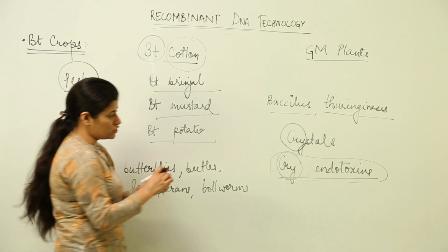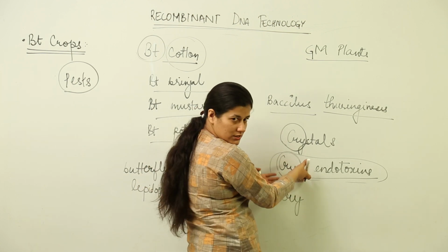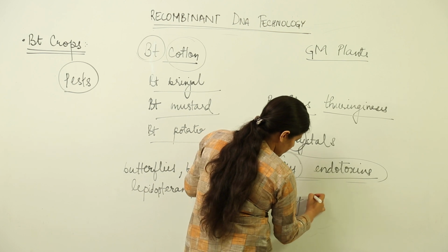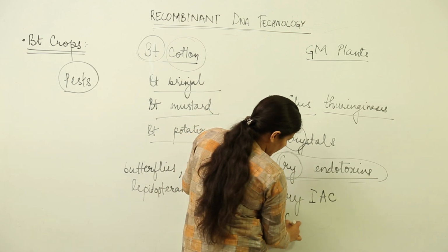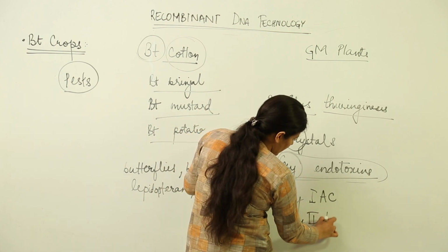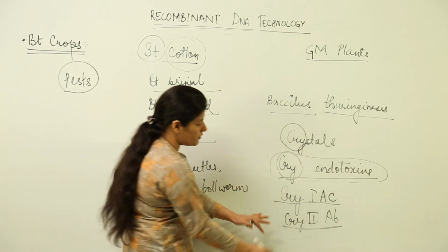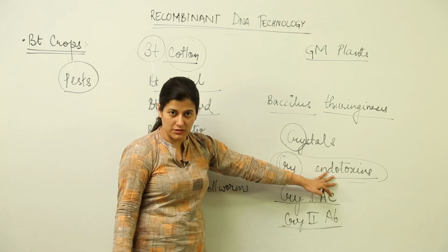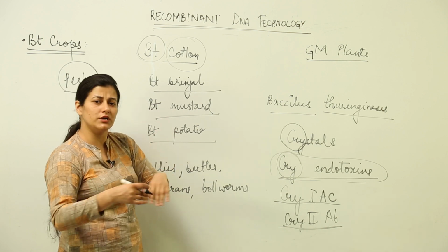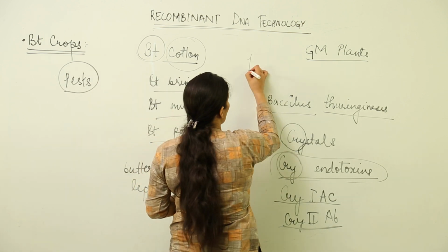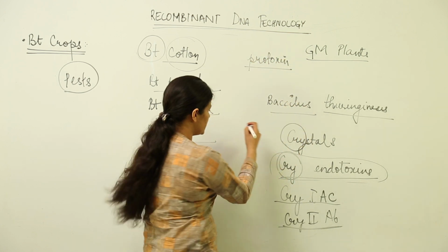Now the gene that is responsible for this is named according to this only, this cry category of endotoxins: cry1AC, okay, and cry2AB. These are the two genes which are responsible for producing cry endotoxin. The toxin is produced inside the cotton leaves or in the entire plant in the form of protoxin. Now this protoxin is present in the leaves of Bt cotton.